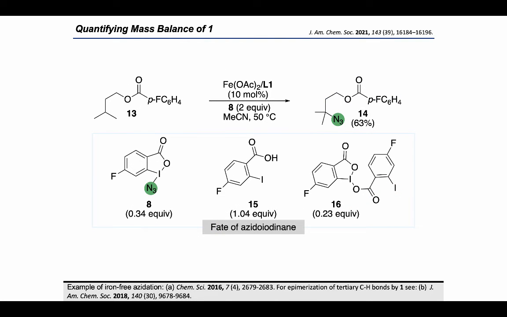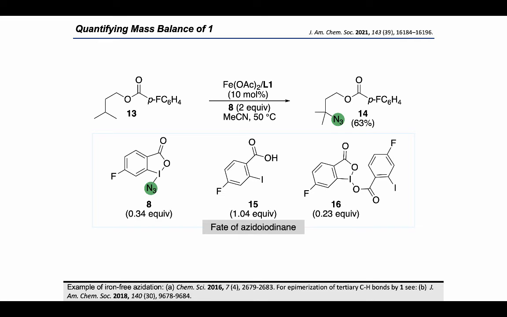Thus far, we have demonstrated that the iron complex is unable to abstract a C-H bond and that homolysis of azidoiodinane occurs under the reaction conditions to form azidyl and iodanyl radicals. We therefore aim at identifying the species that abstracts the hydrogen atom from the C-H bond.